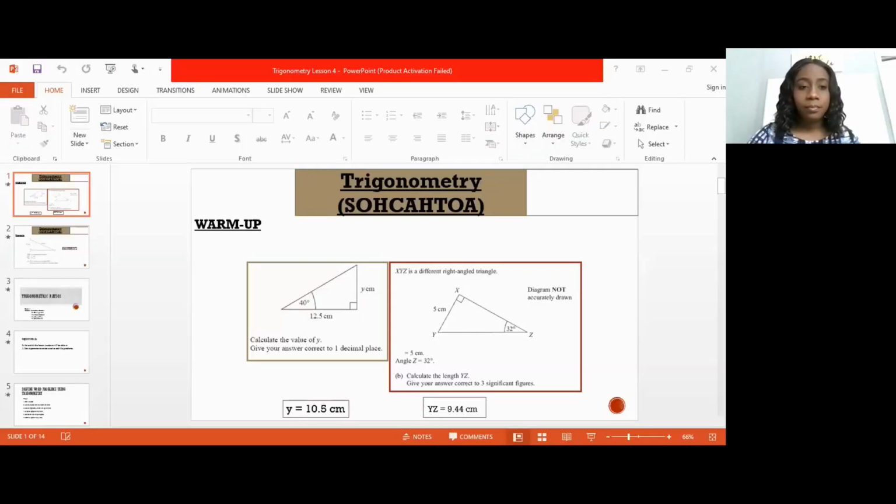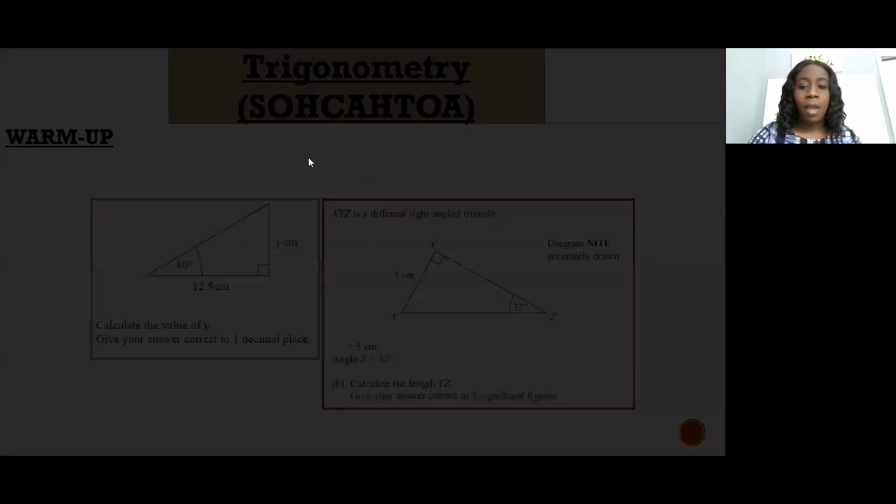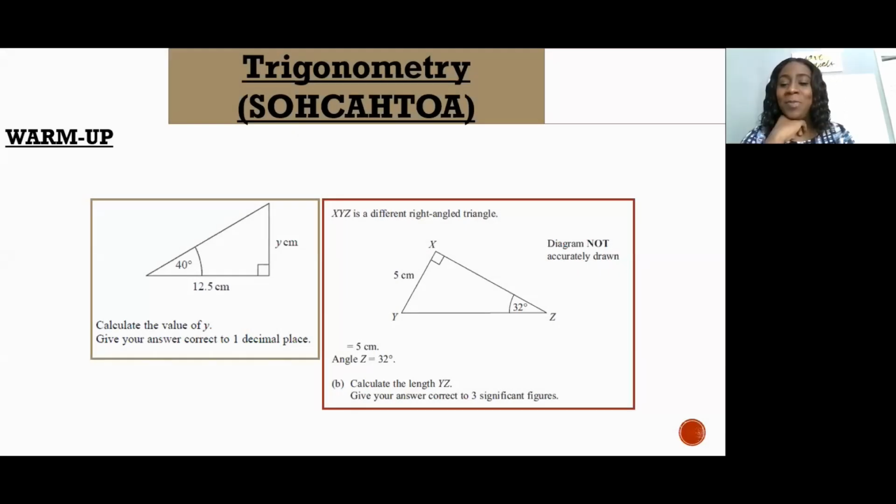Get started. We always start with a warm-up, and the warm-up just reviews what we've been doing from the previous lesson or for the week. I'm going to share my screen now, guys. Your warm-up is on the screen. I'm going to go to the next concept that we did yesterday.